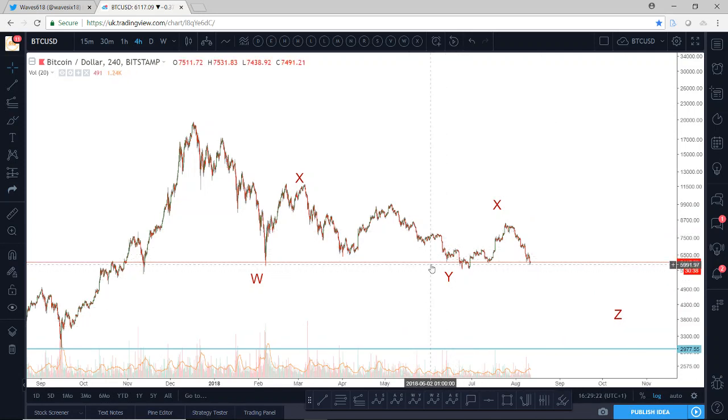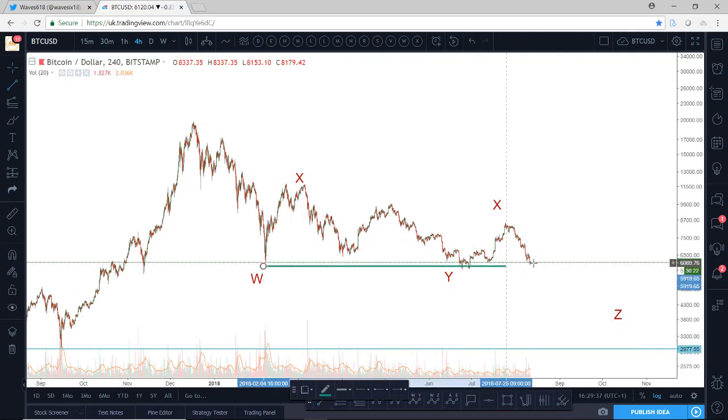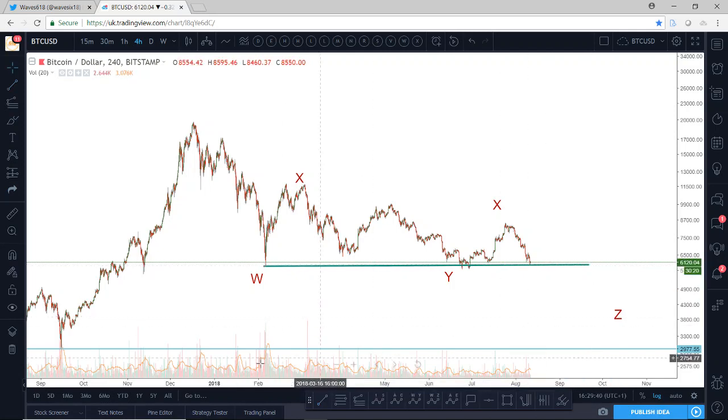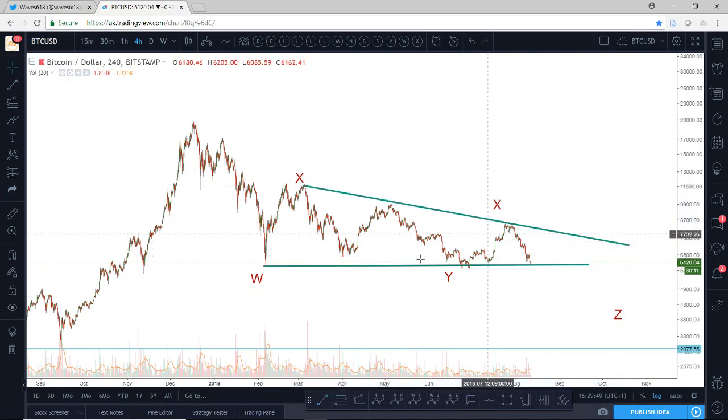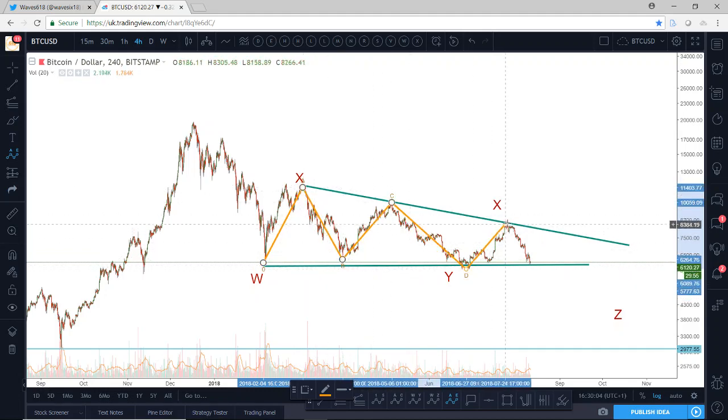But that said, I did talk about the possibility of this all being a descending triangle, and I'll just quickly draw that for you, for those of you who haven't been watching my videos. So this would be our base of the triangle, and then this would be the top of the triangle. And the only part of the triangle that spoils this is this wave here. So if we were to label this triangle, it would be as follows. So it would be A, B, C, D, and E.